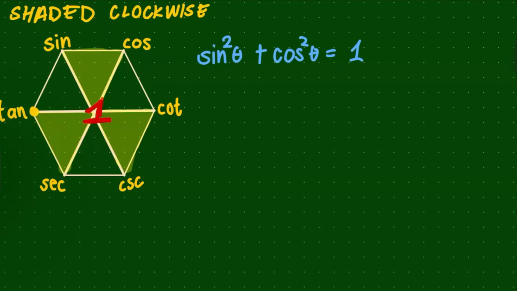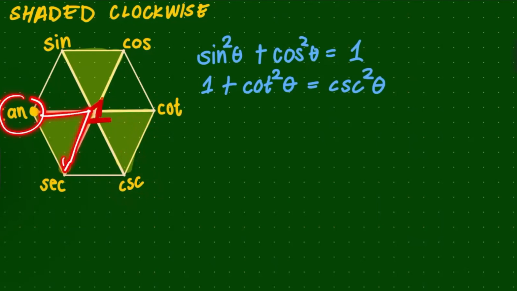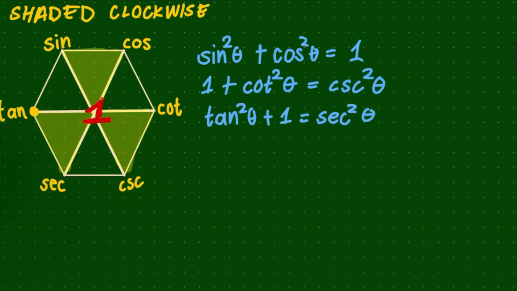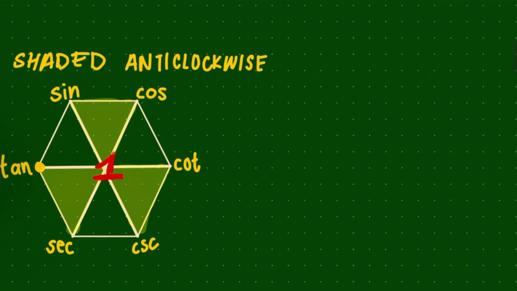Now, we're going to do the second part here, clockwise direction. We're just going to add 1 plus cotangent squared theta is equivalent to, remember the direction, it's going to cosecant squared theta. Lastly, tangent, 1, secant. There, that's the shaded clockwise. We're now going to do the shaded anti-clockwise.